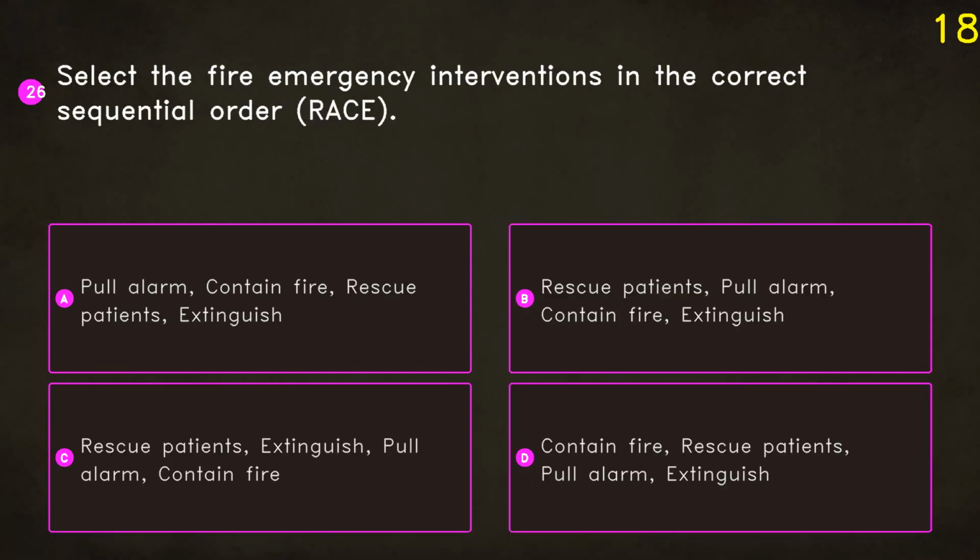Question 26. Select the fire emergency interventions in the correct sequential order. RACE. A. Pull alarm, contain fire, rescue patients, extinguish. B. Rescue patients, pull alarm, contain fire, extinguish. C. Rescue patients, extinguish, pull alarm, contain fire. D. Contain fire, rescue patients, pull alarm, extinguish.